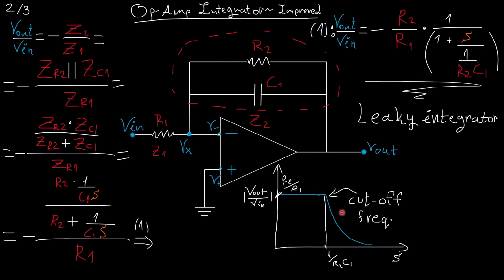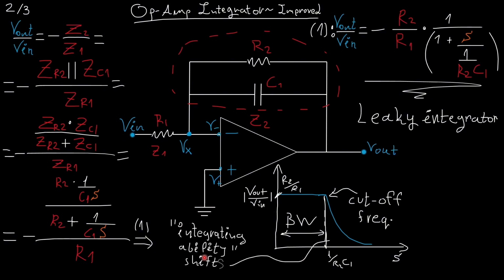This point is called the cutoff frequency, and below it is the bandwidth of our configuration. Why is it called a bandwidth? Because we have what is known as a low-pass filter for this range of frequencies.